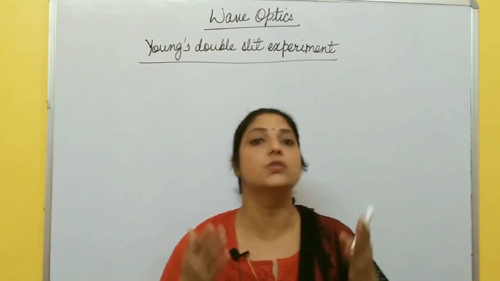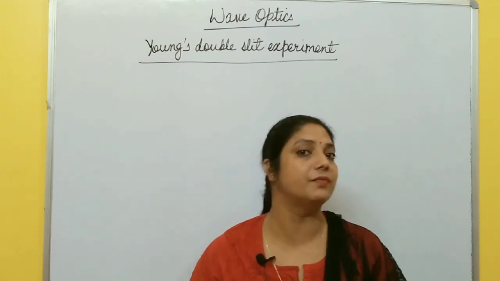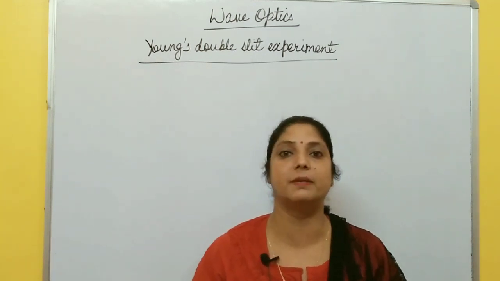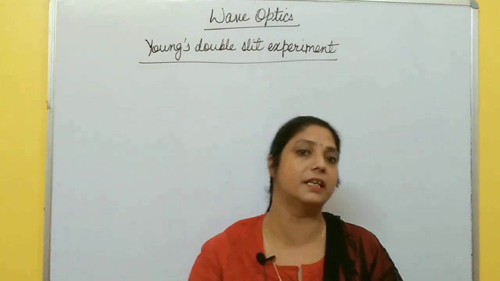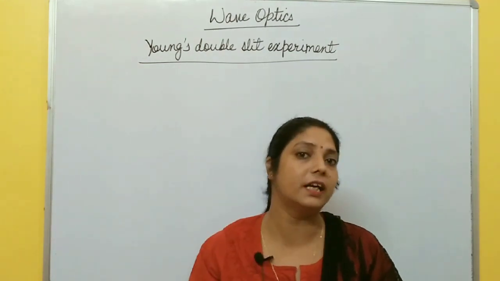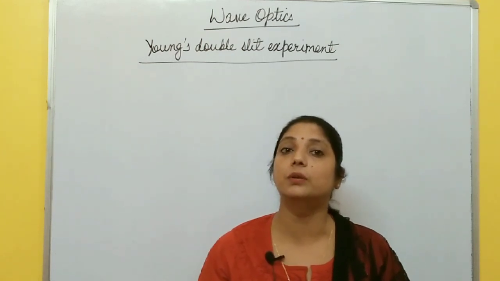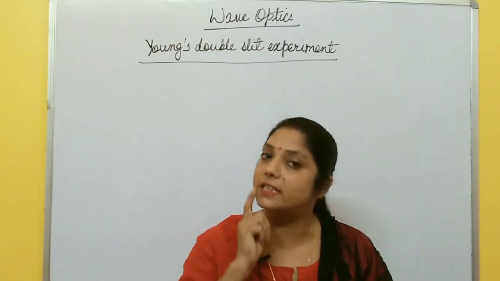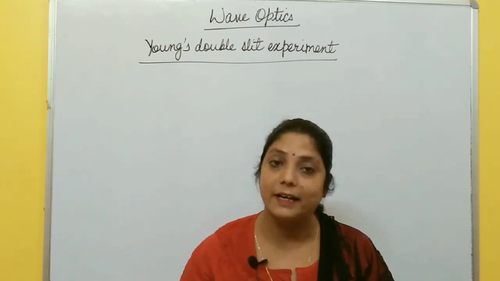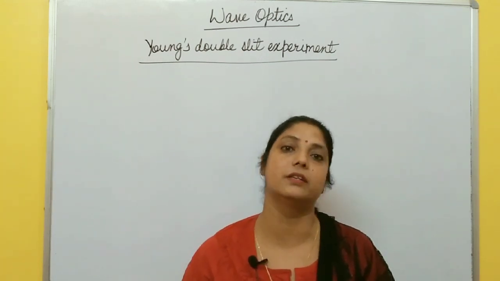If the source is not coherent, then we get dynamic interference. It means maxima and minima are not always at the same point, they are always changing with time. So it's very difficult to observe a dynamic interference pattern. So to produce sustained interference, you can say static interference, we need a coherent source.